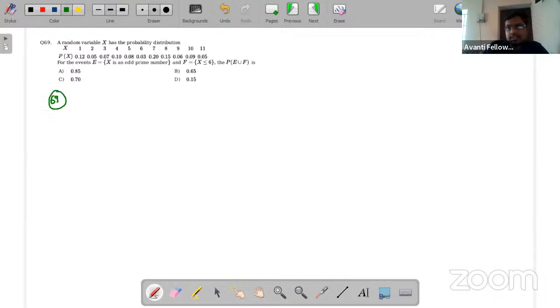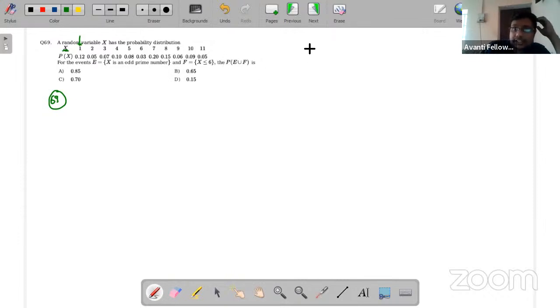69 is saying that if x is a random variable of the probability distribution. Okay, so let's say an event is happening where the probability of getting x equals 1 is 0.12, similarly 2 is 0.015, and so on. You can see that there are only 11 outcomes, 1 to 11.